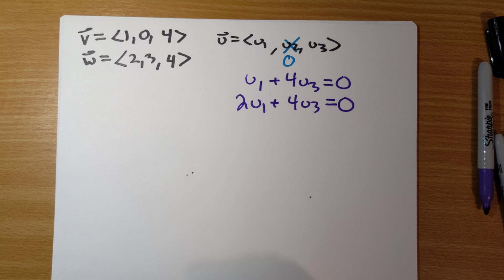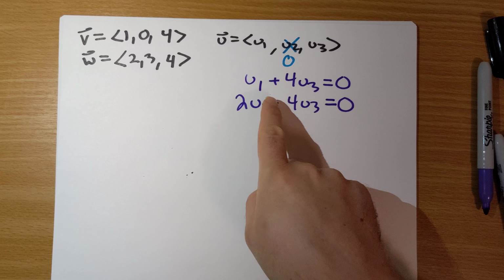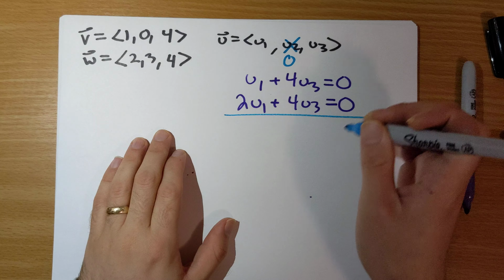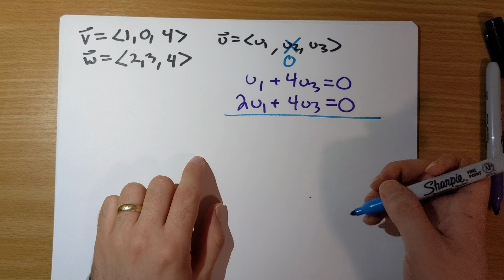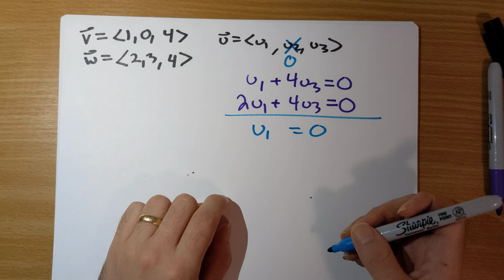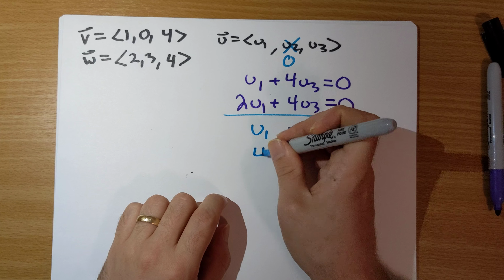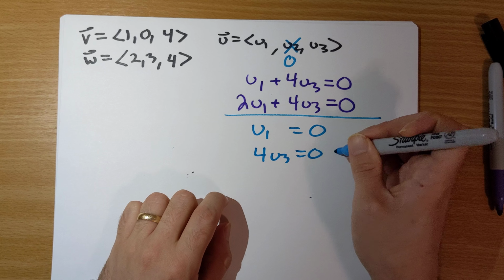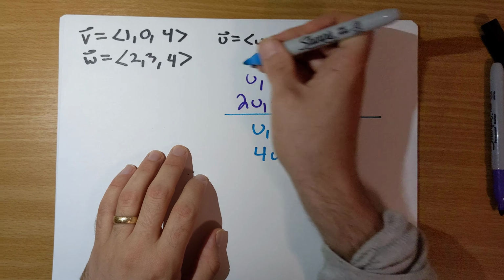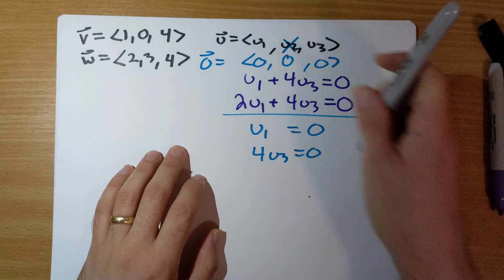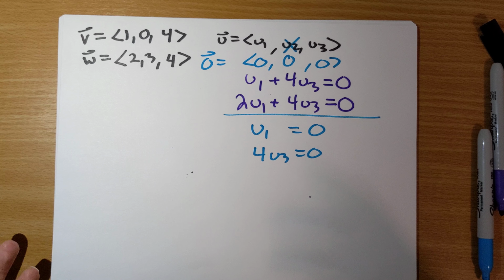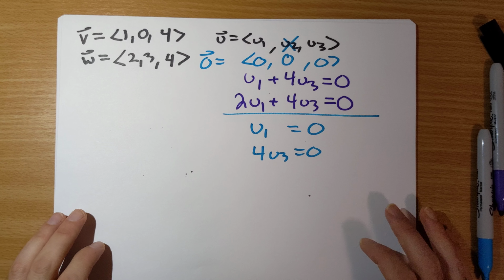And let's see, what do we end up with here? What do we end up with if we subtract the first equation from the second equation? We would get u1 is equal to 0. And then plugging that in, 4u3 is equal to 0. And so we just end up with the 0 vector, which maybe we should have just gone with in the first place, because something we know about the 0 vector is that it is orthogonal to every single vector.